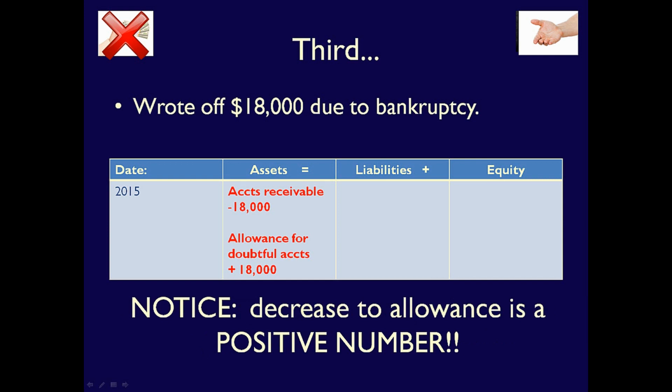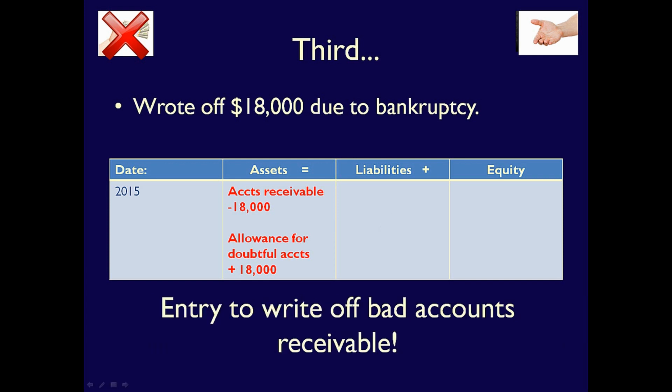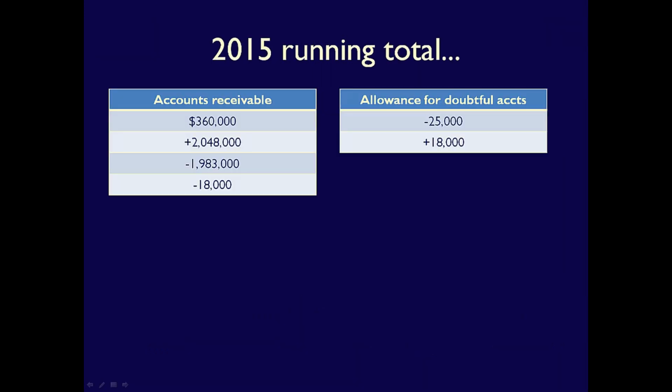Therefore, in order to reduce a negative number, we have to put a positive against it. Another way to tell that we need to put a positive is because we already have a negative against accounts receivable. If we use another negative, our equal sign in the accounting equation just won't work. So, our entry to write off the $18,000 is a negative to accounts receivable to reduce it and a positive to the allowance for doubtful accounts. Let's flow these entries through our running totals. Accounts receivable goes down, negative $18,000, and the allowance goes down, positive $18,000.